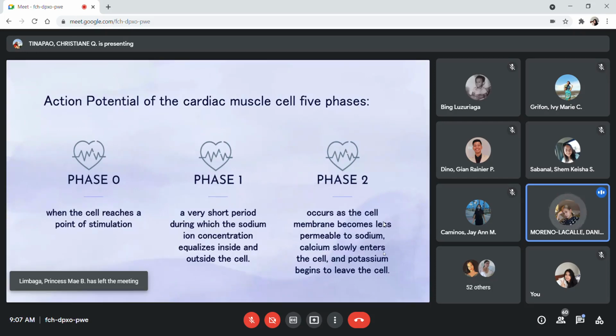And then in the phase 2, the calcium channels open slowly, allowing calcium to enter, and then the potassium leaves. So there is a balance between the calcium entering and the potassium leaving. So this is called a plateau phase. And then now let's proceed to the phase 3.